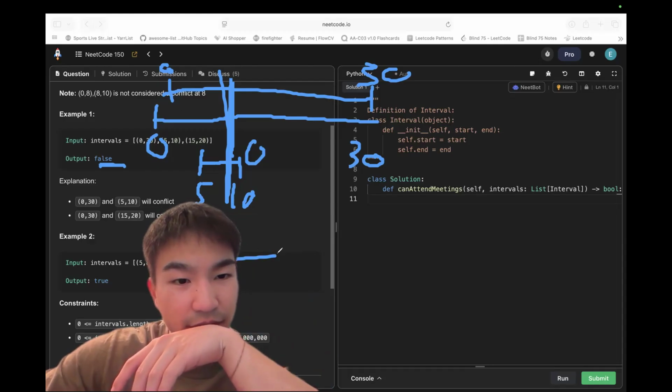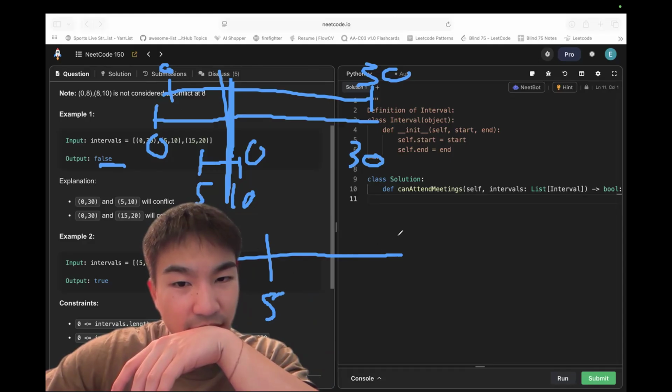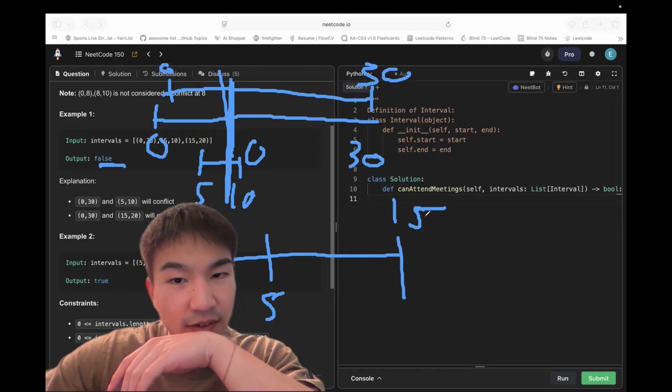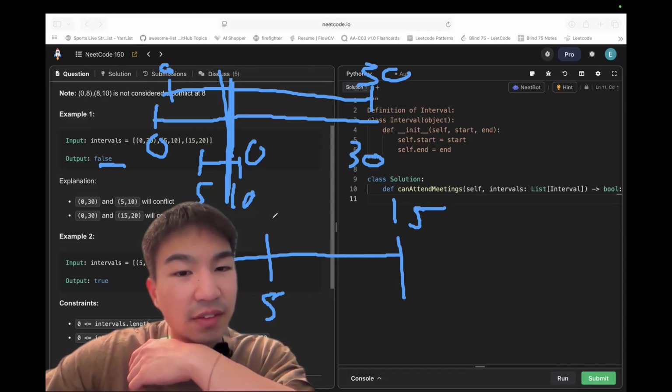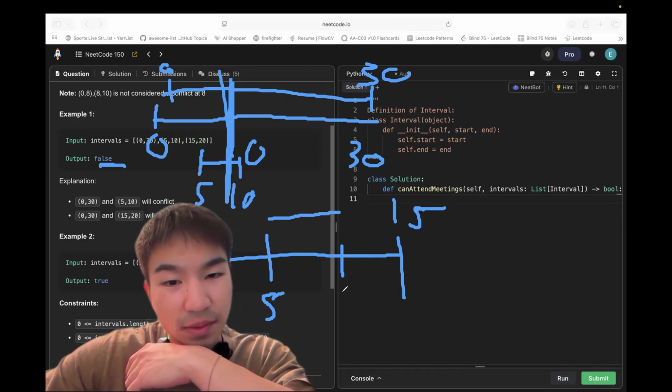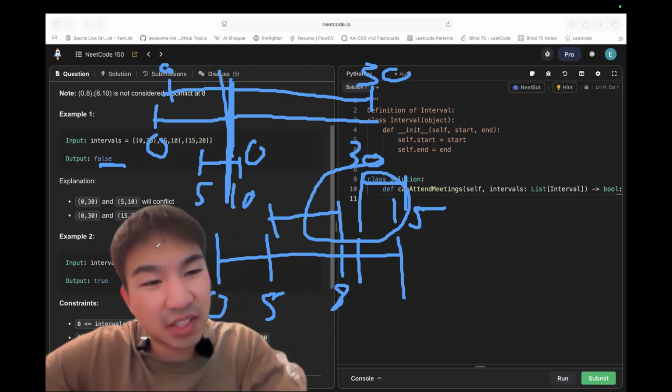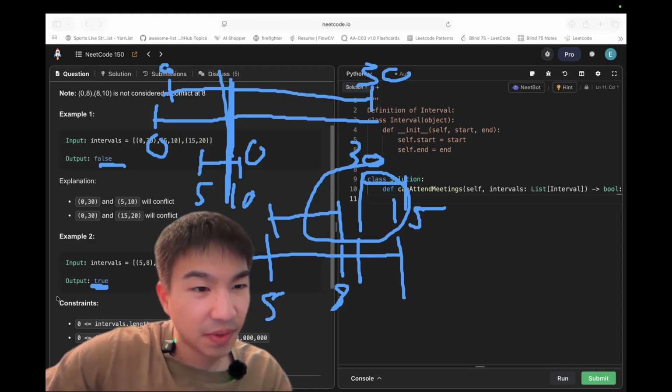While at other intervals we have, let's see, this could be seen as 5, 0, and let's say this is 15. Right, we have an interval which goes from 5 to 8. Let's call this number 8. And then we have another interval which goes from 9 to 15. Right, you see how these don't overlap each other? That's why we return true right here. Let's go ahead and write the code for this.